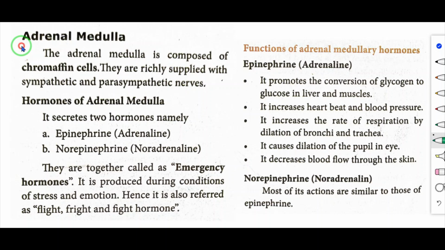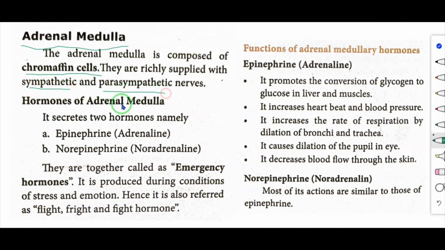Adrenal medulla. The adrenal medulla is composed of chromaffin cells. They are richly supplied with sympathetic and parasympathetic nerves. This diagram we have already seen.